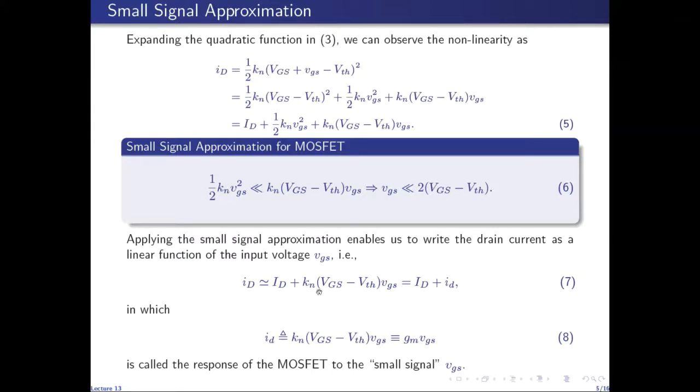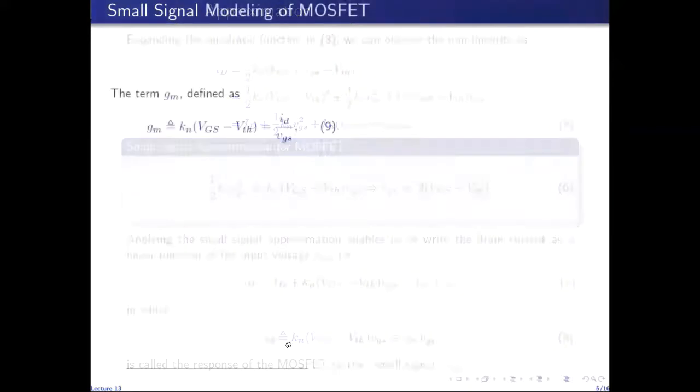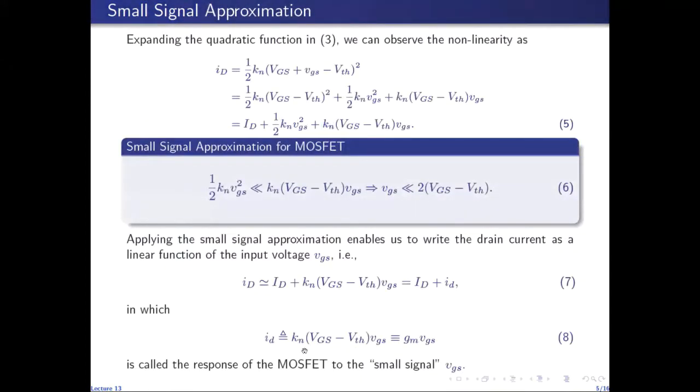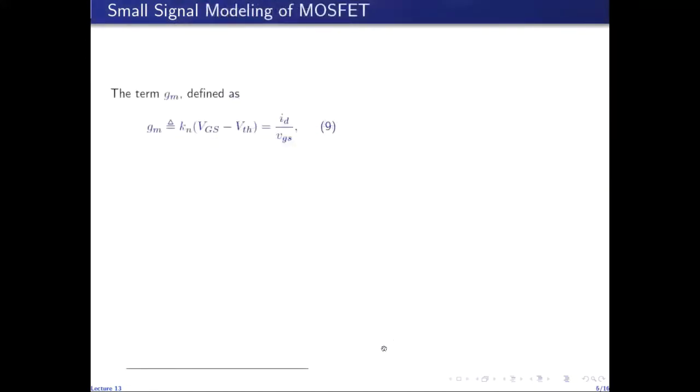We refer to this term as the small signal drain current of the amplifier, in which we further refer to the product of the MOSFET transconductance parameter and this overdrive voltage as the MOSFET transconductance, and we denote it by GM. From this expression, you can see that it is given by the ratio of the small signal drain current to the small signal gate to source voltage. So the MOSFET transconductance is defined as the ratio of small signal drain current to small signal gate to source voltage, and it is given by the product of the MOSFET transconductance parameter and capital VGS minus V threshold.